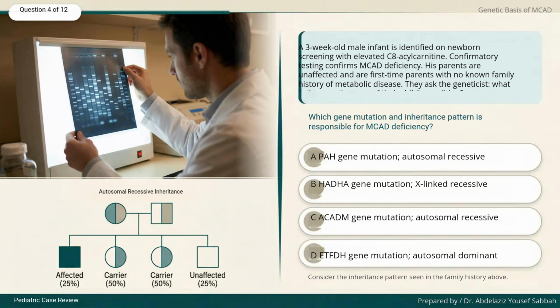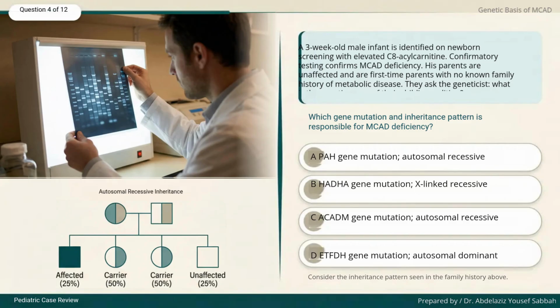Case 4. A 3-week-old male infant is identified on newborn screening with elevated C8 acylcarnitine. Confirmatory testing confirms medium-chain acyl-coenzyme A dehydrogenase deficiency. His parents are unaffected and are first-time parents with no known family history of metabolic disease. They asked the geneticist what is the genetic cause of their child's condition. Which gene mutation and inheritance pattern is responsible for this deficiency?